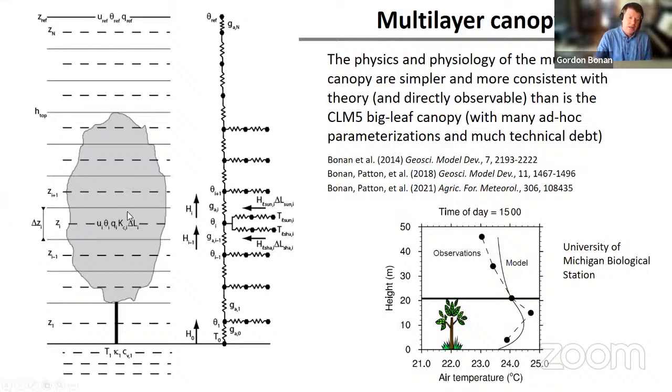This is a multi-layer canopy that I've been working on that actually does resolve profiles through the canopy. And the key point I want to say here is I really think the physics and physiology of this model is simpler and more consistent with theory than is the CLM big leaf canopy. So you can think of this in terms of, is this adding complexity, or is it actually reducing complexity? I'd say it's reducing complexity.